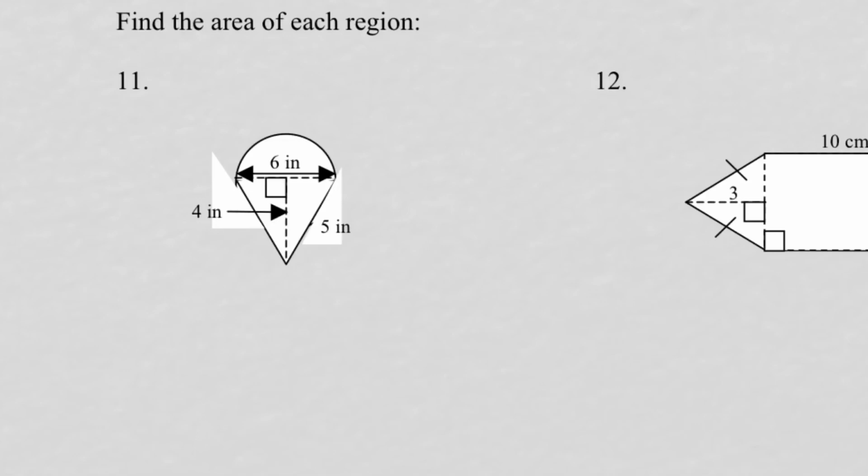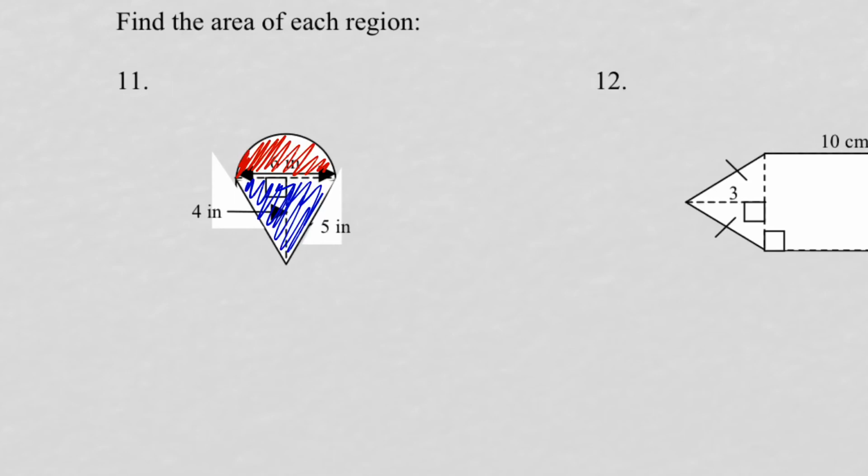Okay, so we're finding the area of this combination of two shapes. We have a semicircle on the top, and we have a triangle on the bottom. So we want to find out what this area is and this area here, to get the total area of the region.